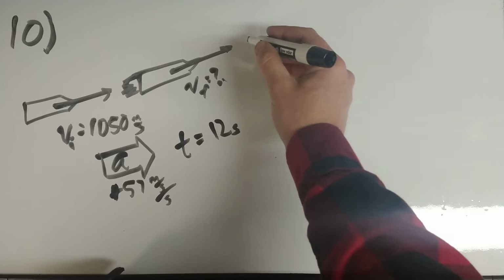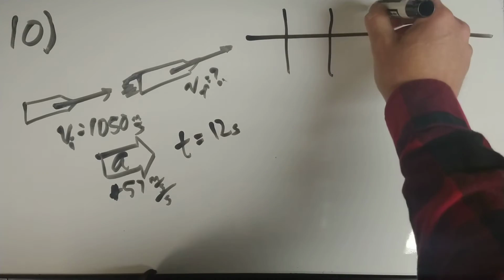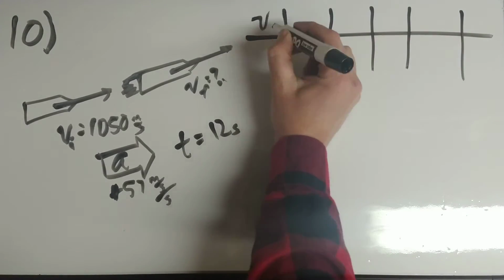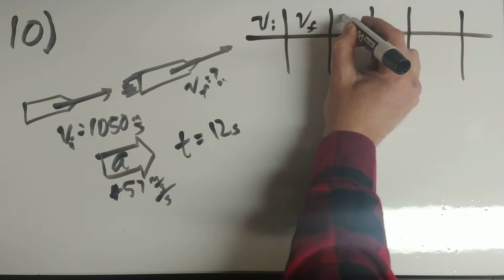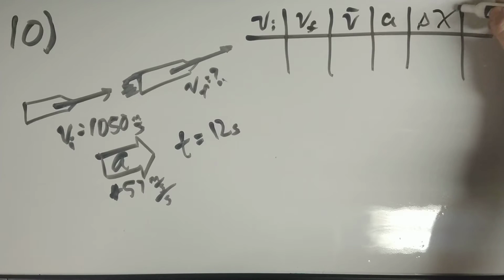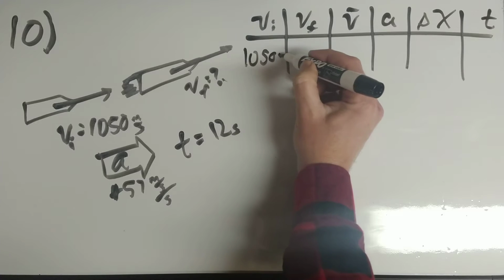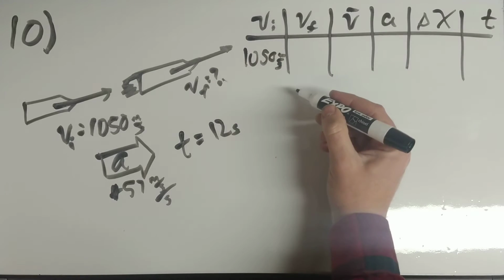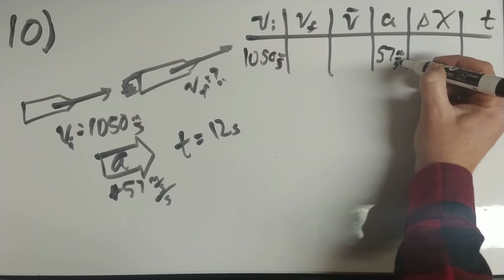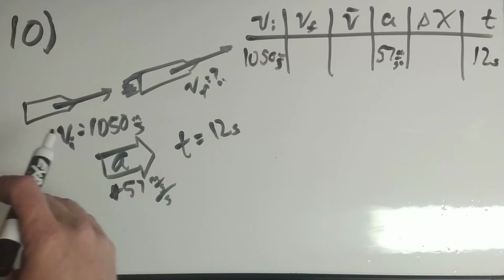I'm going to make the organizational table here, all right? V initial, V final, V average, acceleration, displacement, and time. So initial velocity is 1050 meters per second. Final velocity is what we're looking for. Acceleration is 57 meters per second squared. The time is 12 seconds. Now, I'm going to erase the drawing here.